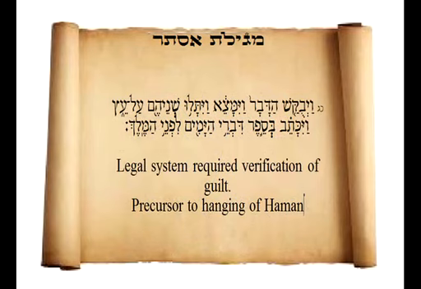Another important fact that arises from the story is that it says that they held an inquiry. They found that the allegations were true, and they hung both of these two people who plotted to assassinate the king on a gallows, and then it was written in the Chronicles before the king.